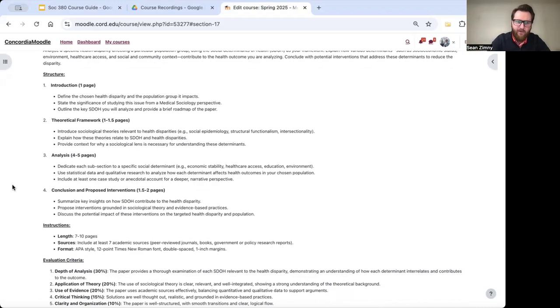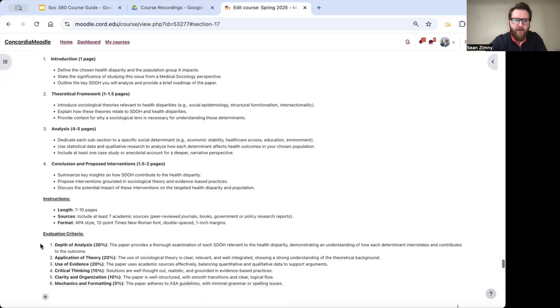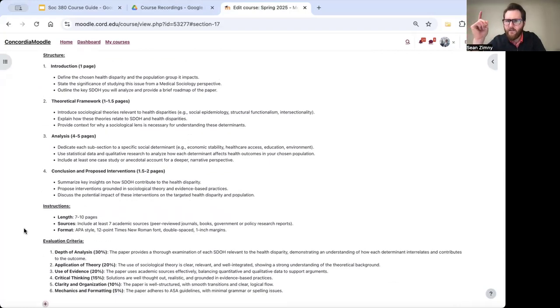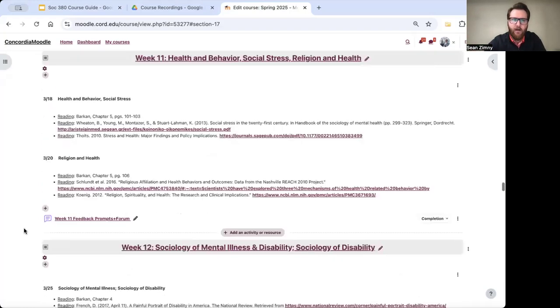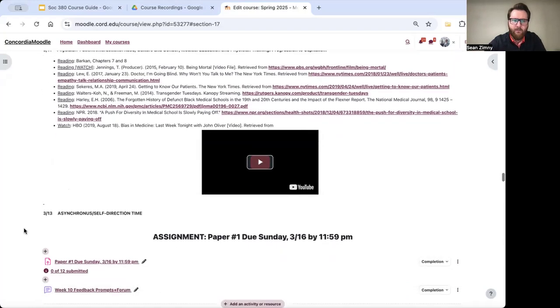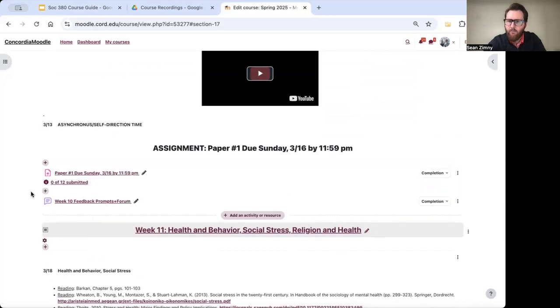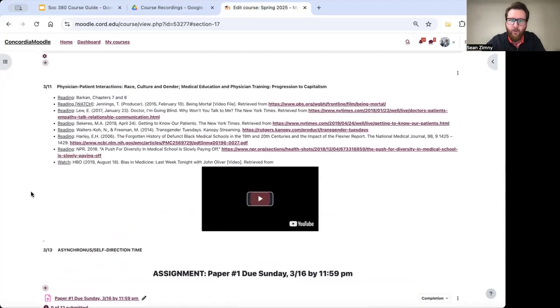And then at least seven to 10 pages, include at least 7 academic sources, and APA or ASA style citation is preferred, 12-point Times New Roman or something similar. Evaluation criteria you can see there as well. And then submit to me using the submission link on the Moodle page. So if you go up, here you go, assignment paper number 1 due. You can see there's an actual submission link on the Moodle page. If you're having problems with that, let me know. You can also just email me your paper, whatever works best for you all.